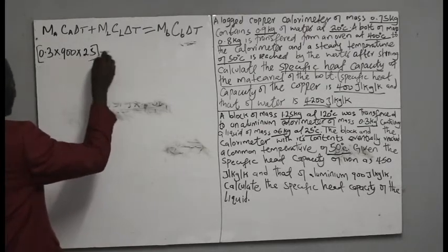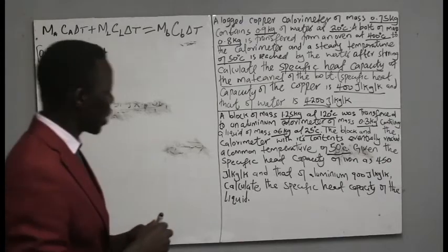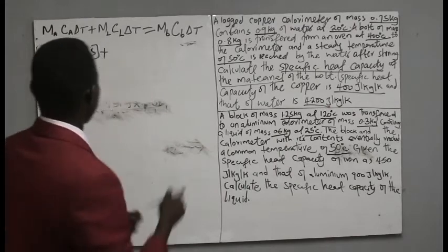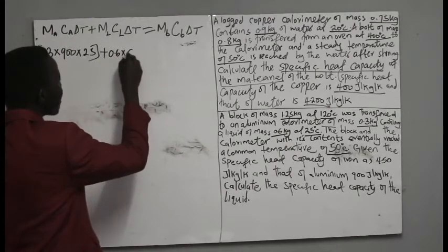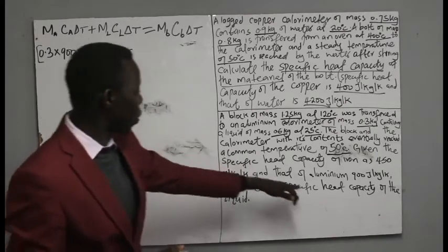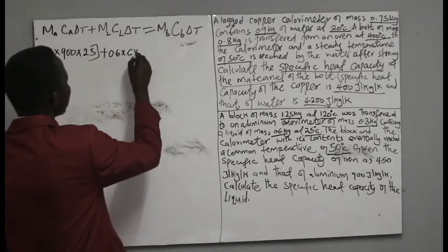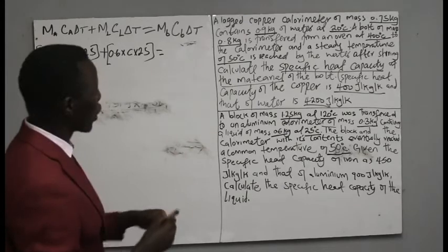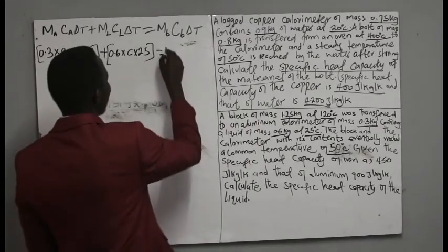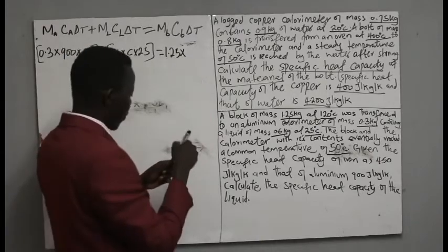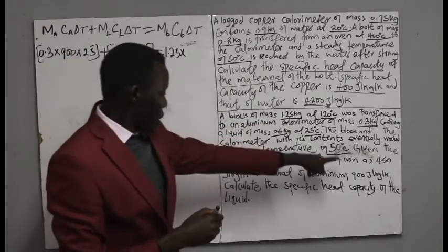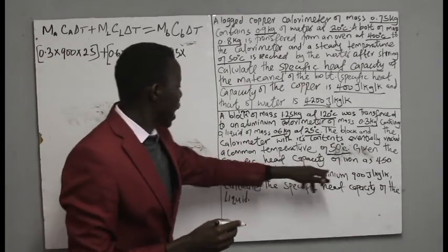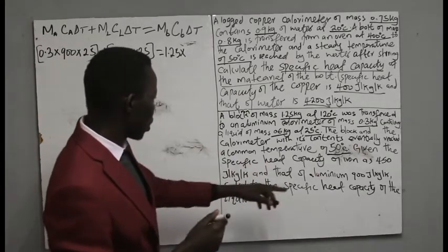Then plus the mass of the liquid. Are we given the mass of the liquid? 0.6. Times C, because we are not given the specific heat capacity of the liquid. It is the one we are looking for. Times the change in temperature, which is times 25. Should be equal to the mass of the block, 1.25, now times the specific heat capacity of that block. This block is the one that is being referred to as iron, which we are told to be 450.